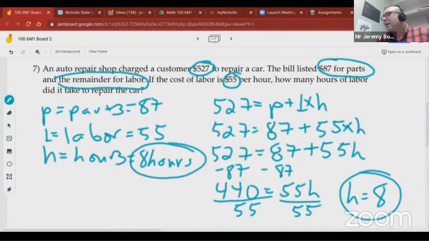Any questions on that? It's a pretty useful example. If you do go to a mechanic and they don't show you how many hours, it'd be good to figure out. Maybe you left your car there for 1 day and they charged you for 14 hours of labor. Well, maybe that's impossible. So you can use that in the real world. Any questions on 7?